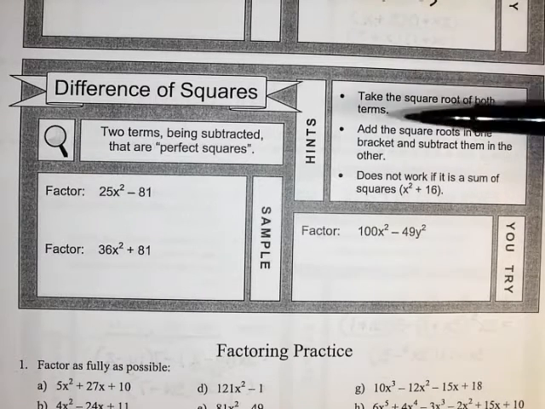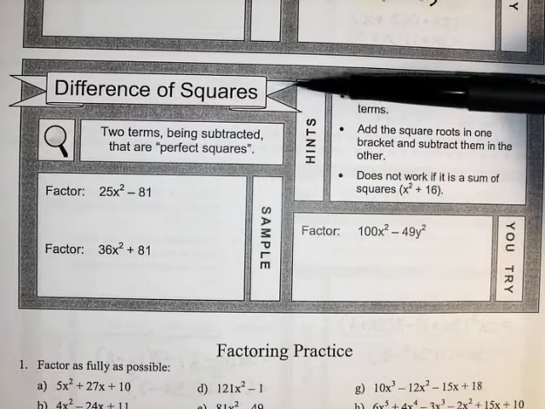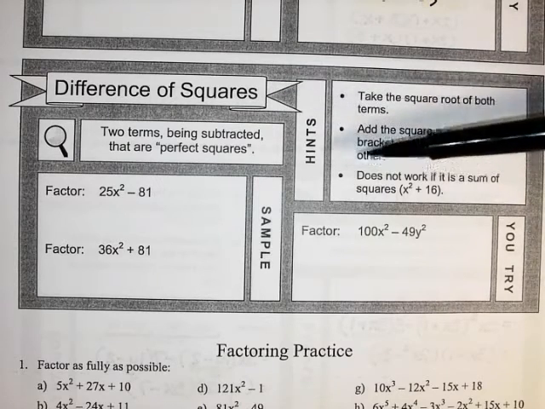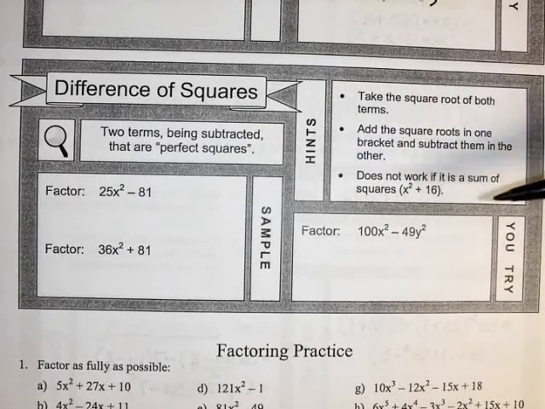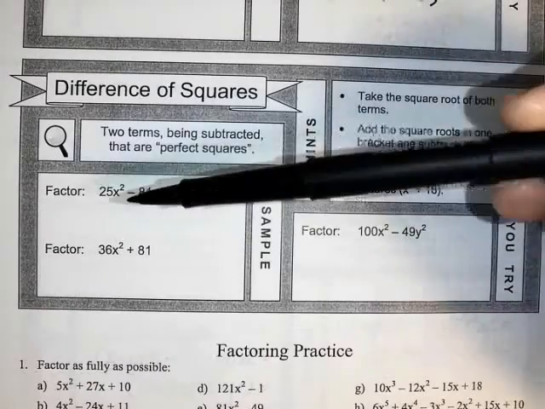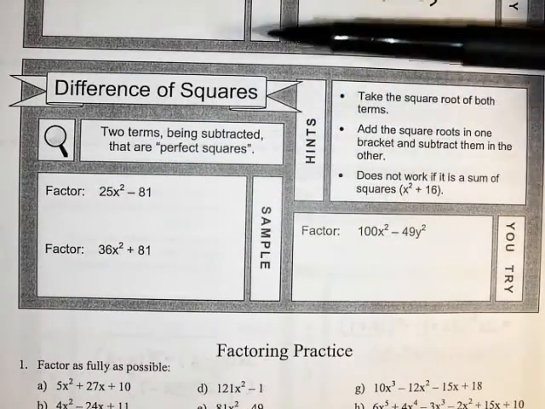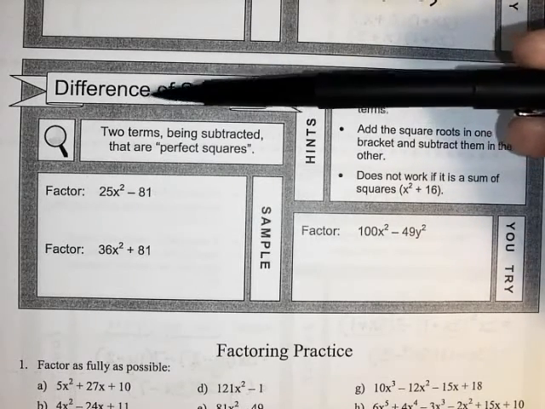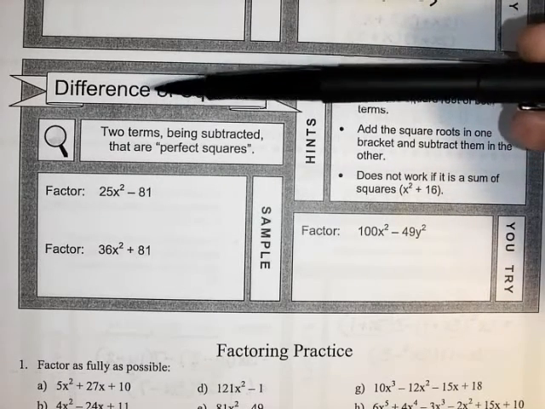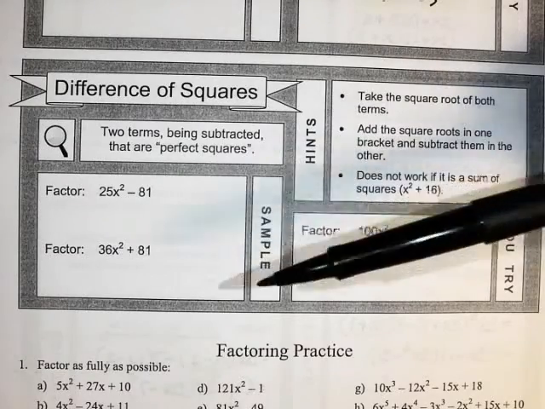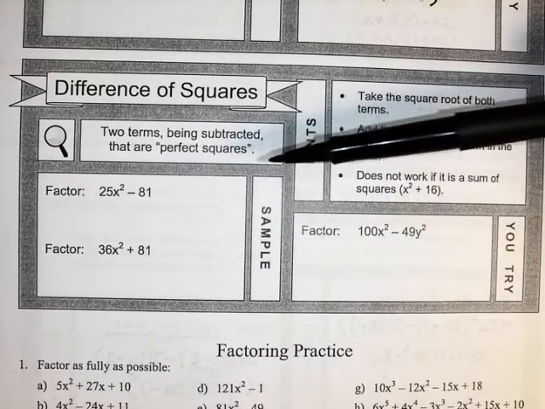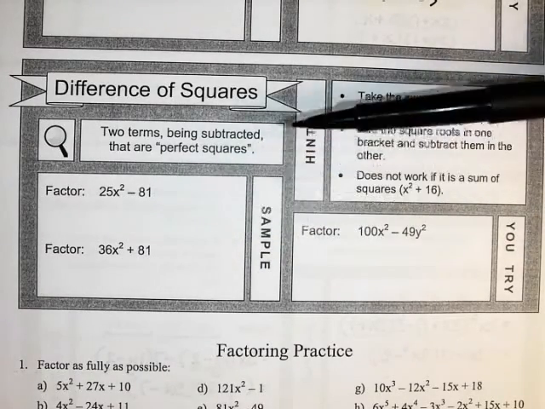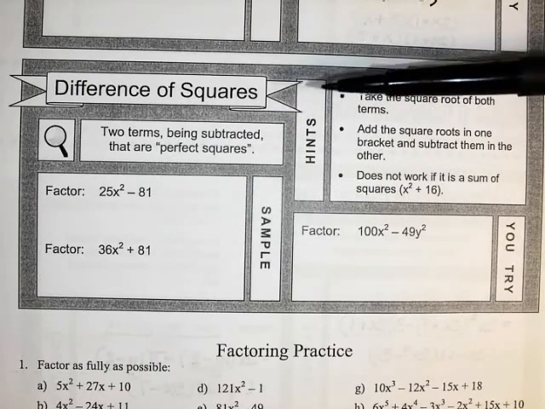In this video, we're going to learn about differences of squares. A difference of squares is a type of polynomial that has two terms, so it's a binomial. They are perfect squares, and they are being subtracted. That's what the word difference means. This method of factoring is a shortcut, and it works when you have two terms that are perfect squares and that are being subtracted.